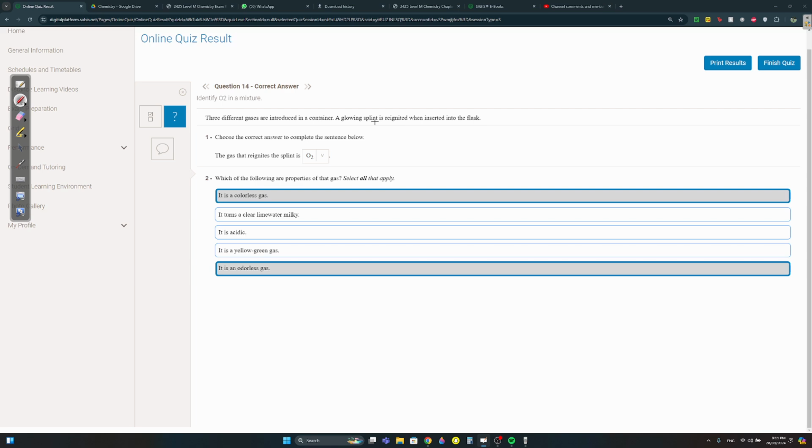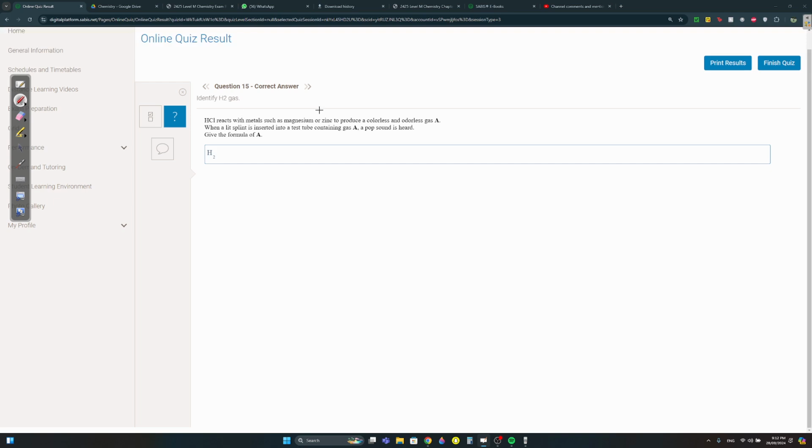14. Three gases again. A glowing splint is reignited, so definitely oxygen. Yeah, you should have them memorized by heart. What are properties of oxygen? It's colorless, of course, it's odorless. Oxygen is just a chill gas. It doesn't really have anything. It turns lime water milky, no. Acidic, no. It's yellow green, no. It's just chill. There's nothing. It doesn't do anything other than relight a splint.